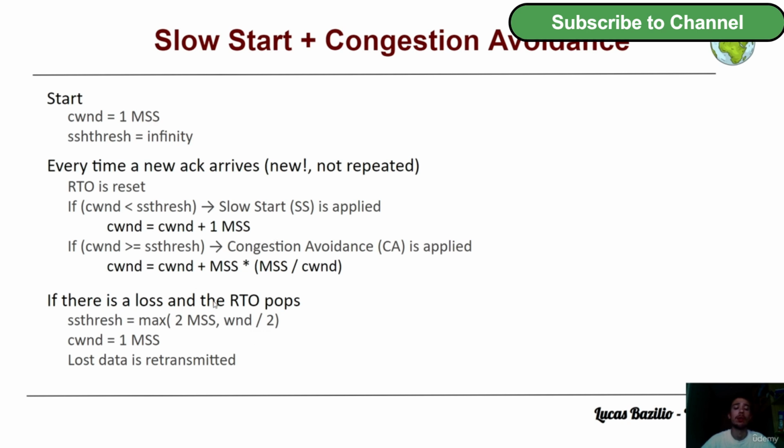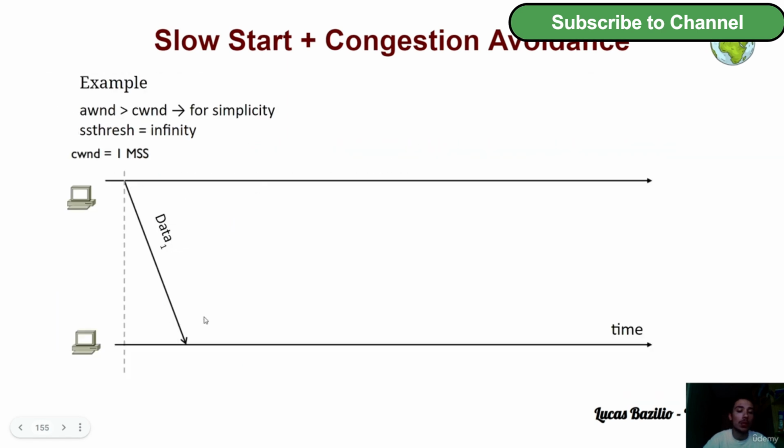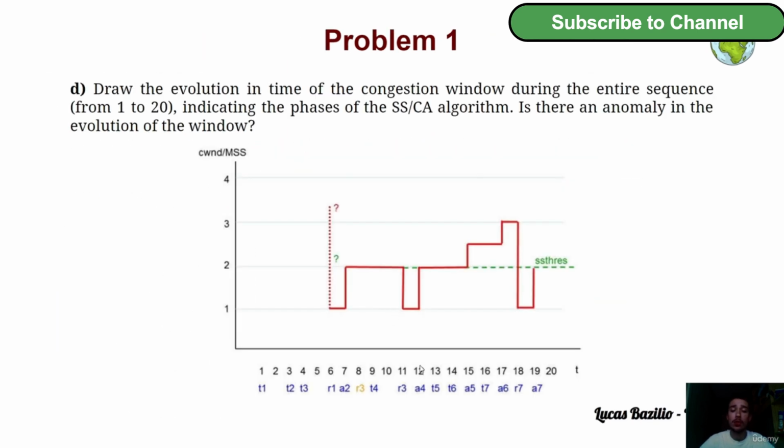And so now, as we have a loss, we need to compute the maximum between 2 maximum segment sizes and the window, which is 2 divided by 2, this gives us 1, right? Keep in mind that what we are computing now is on the exchange 11, since we have this retransmission and the value of the window is 2, okay? And now we need to compute the value between 2 maximum segment sizes and the value of the window, which is 2 divided by 2, which gives us 1, right?